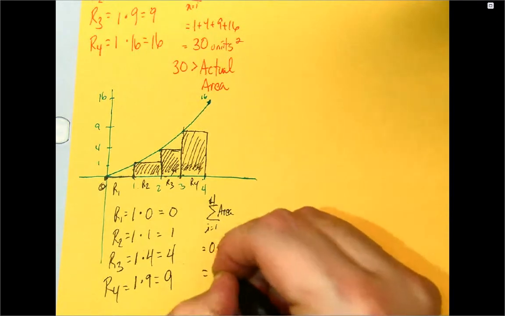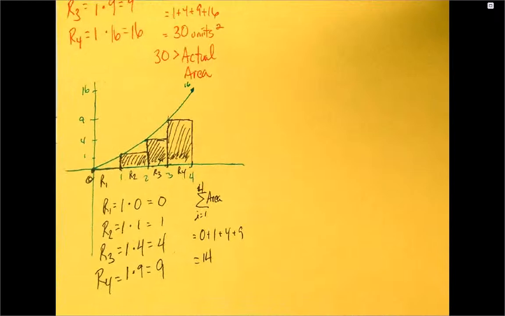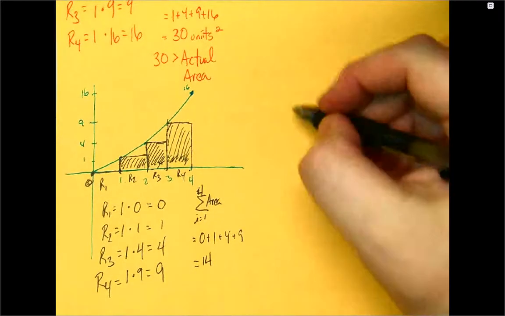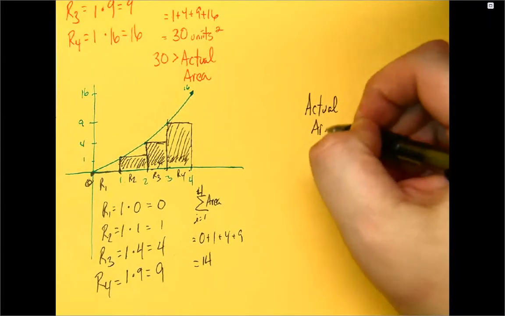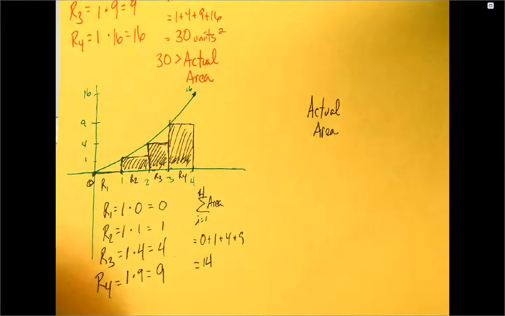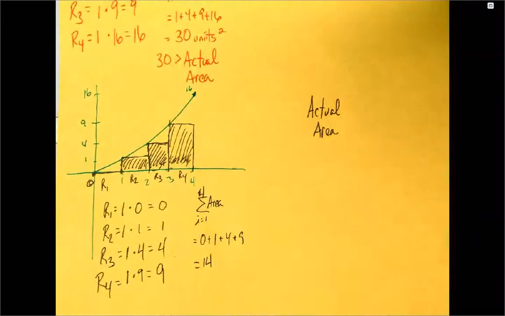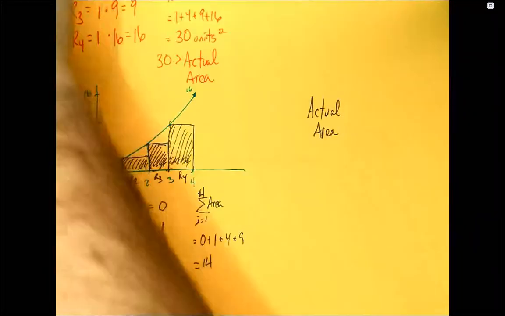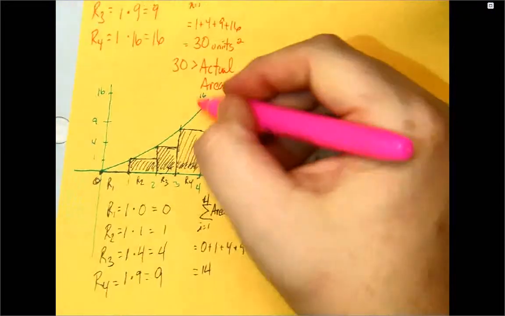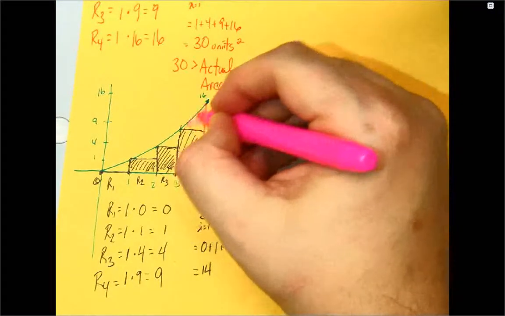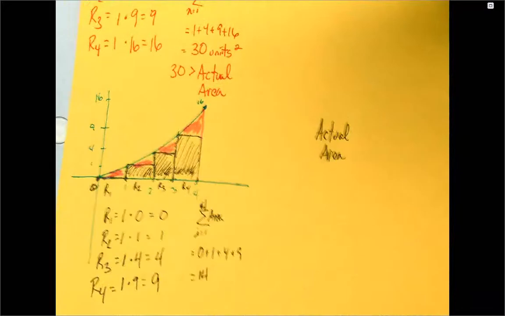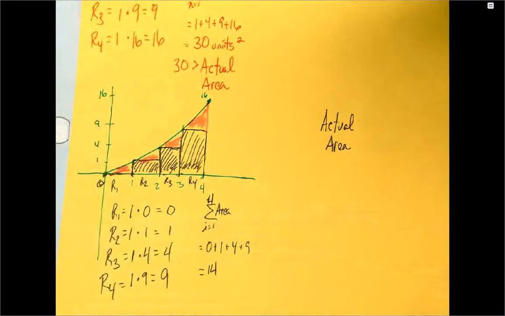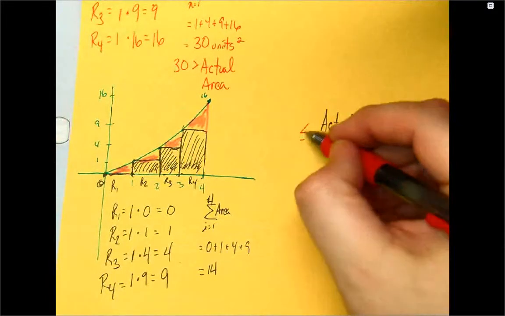Now, my actual area, let me ask you this. Is this bigger or smaller than the actual area? Yeah, it's a lot smaller. It's leaving out this chunk, this chunk, this chunk, and this chunk. So the actual area is between what? 14 and 30.